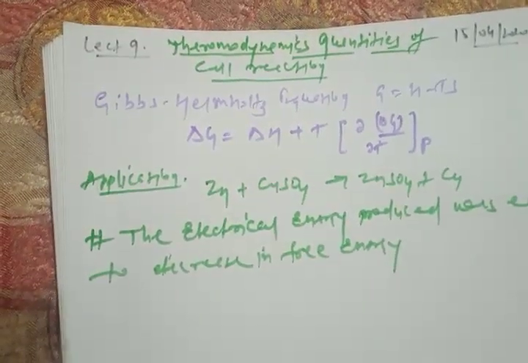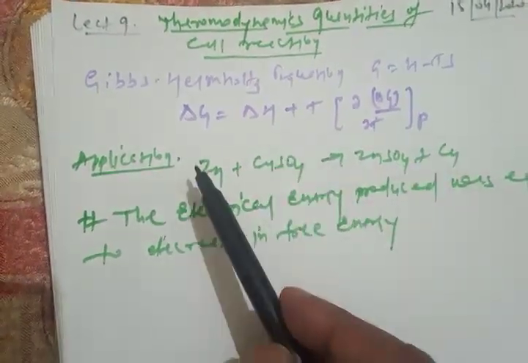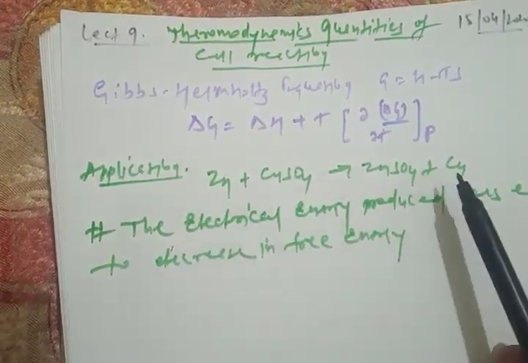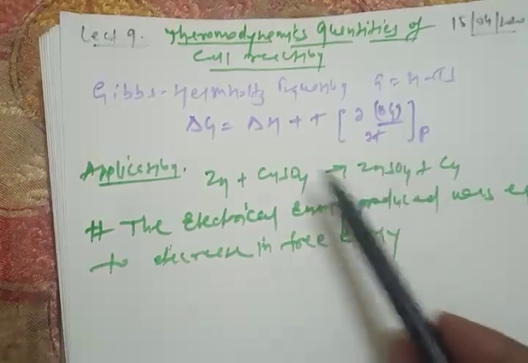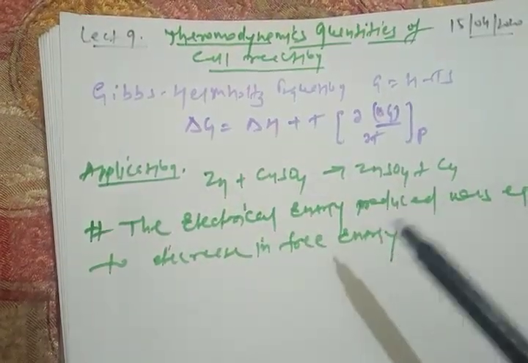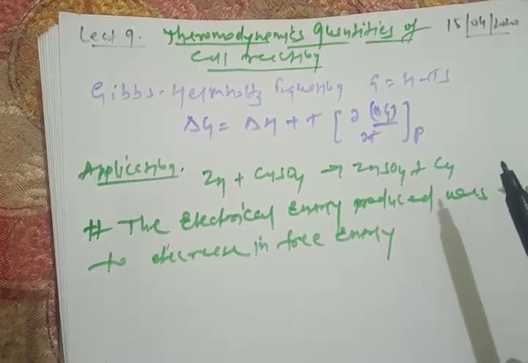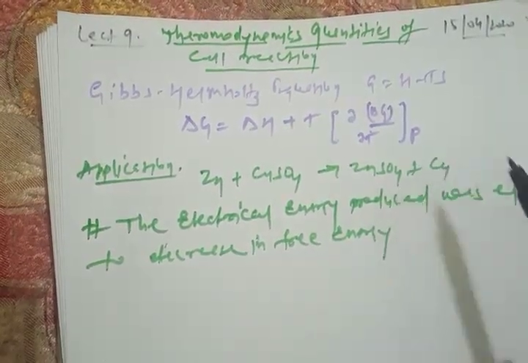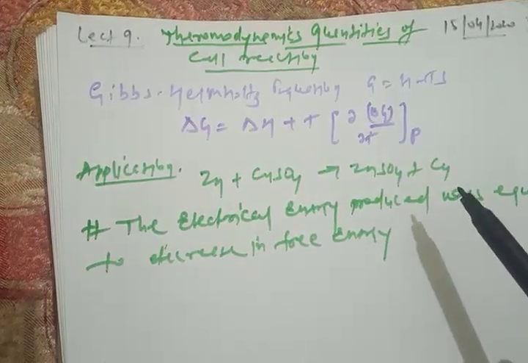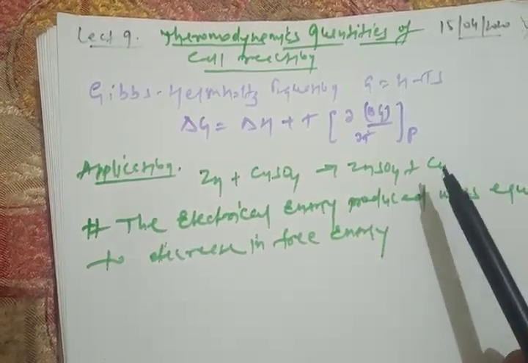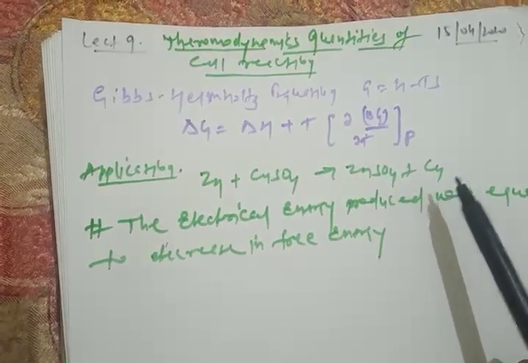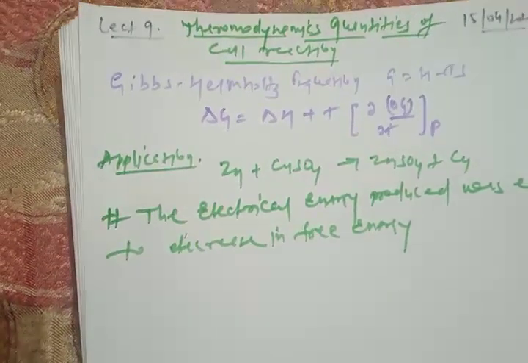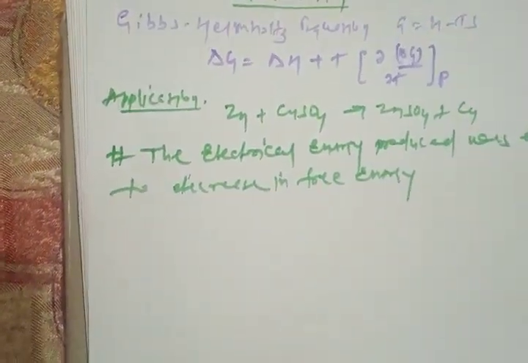Again I'm repeating, if this reaction takes place in a closed beaker, heat will evolve. But if the same reaction takes place in an electrochemical cell, electrical energy will be produced, and this electrical energy was earlier said to be equal to the heat evolved. But there are several contradictory statements also, that the heat evolved is not equivalent to the electrical energy. Finally the Gibbs-Helmholtz stated that the electrical energy produced is equal to the decrease in the free energy.